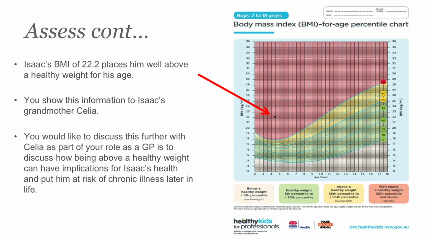Most important to note that we don't want to just rely on a single measurement in time. We'd like to be able to measure children routinely as part of regular clinical practice and start to assess the trend of their growth. That's going to be the most important factor to understanding how they're going and how they're progressing. So the next thing to do is start a sensitive discussion about Isaac's weight status being above a healthy weight.